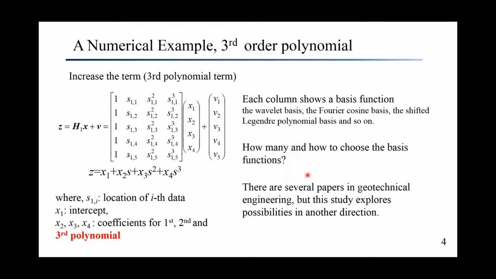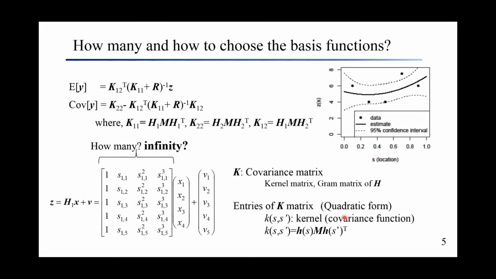There are several papers in geotechnical engineering by Professor Ching, Yuan and other people. But this study explored possibilities in another direction. Again, this is the equation for the estimation, and this is the equation for the covariance matrix. K plays a very important role. K is called the covariance or kernel matrix, right? And each column of H indicates a basis function.